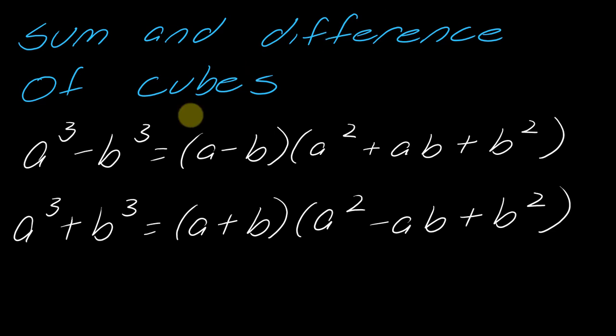So, a cubed minus b cubed. I just take a minus b. So I start with the same sign, and then a squared plus ab plus b squared. Okay. And then a cubed plus b cubed. Now you go a plus b, and then you do this. The things that help me remember this: these are the same signs, right? So this and this is the same sign, this and this is the same sign, and then this sign here will be the opposite of whatever's here.